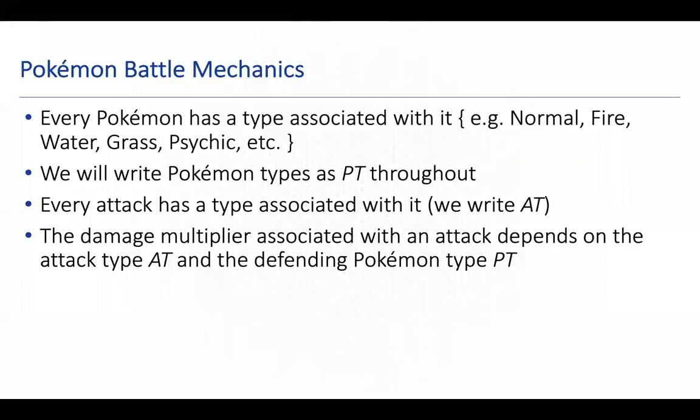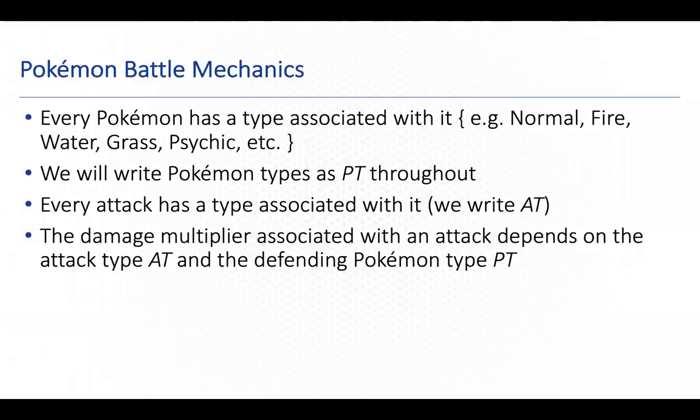Every Pokemon has a type associated with it. Although there's a hedge here: they can have more than one type, they can actually have 2. That will come into play as we go. Some of the types are normal, fire, water, grass, psychic. And we're going to write Pokemon types as PT as we go.